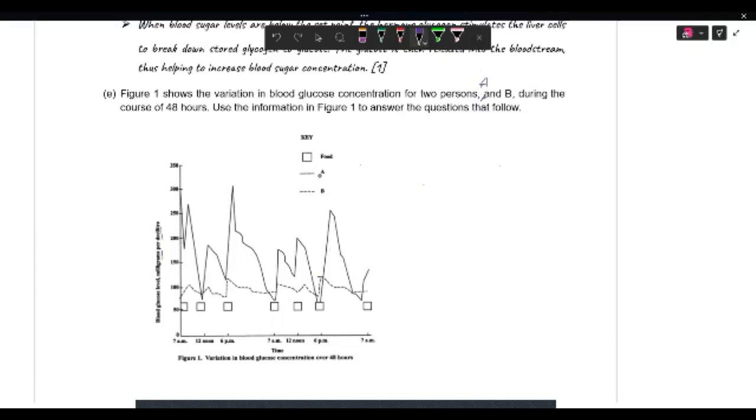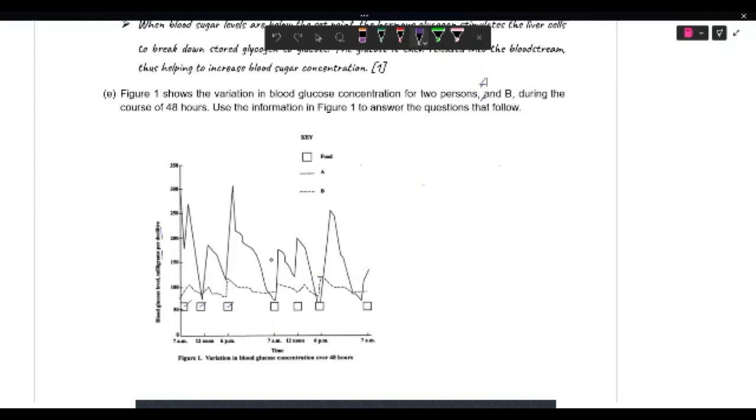As you can see, the unbroken line represents person A, and the broken line represents person B. Then we have this square that represents food. So we can assume that at these points where we see this square, the person has ingested some food, right? They've eaten some food and their bodies are breaking it down and so on.